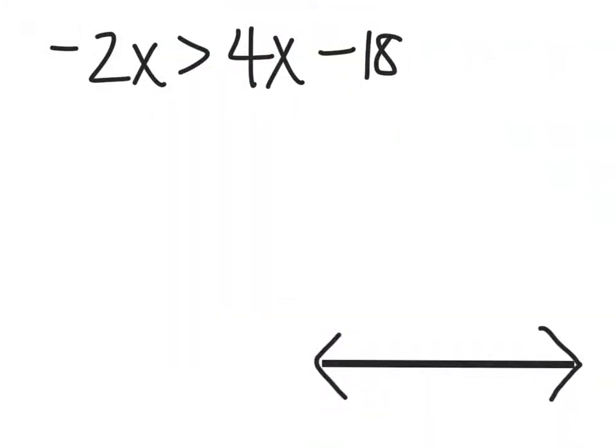So I have negative 2x is greater than 4x minus 18. So the first thing I'm going to do, as always, is draw my line. And then I'm going to label my sides. So I want x's on one side, everything else on the other. So that tells me that if my x's should be over here, this 4x is in the wrong place. So to get rid of this 4x, I'm going to minus 4x from both sides.